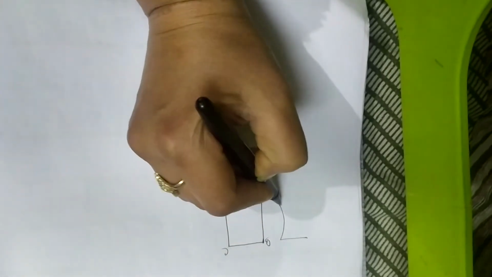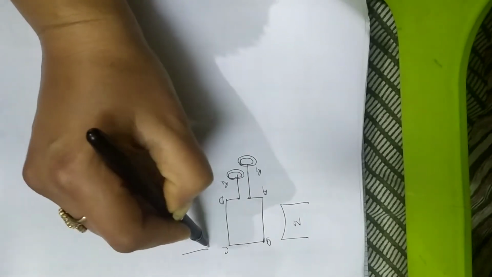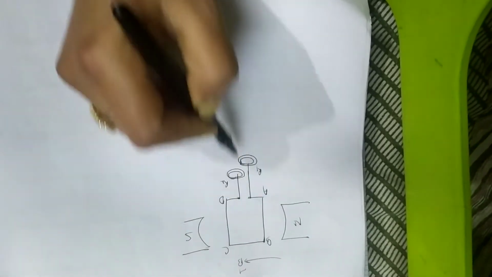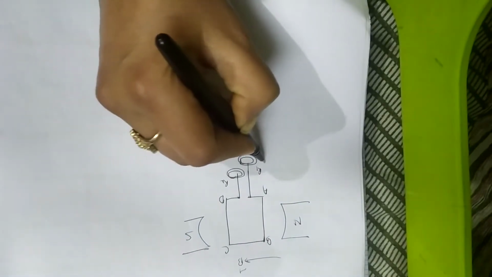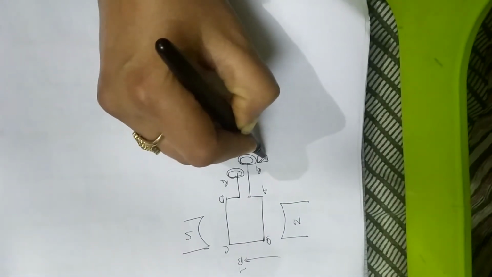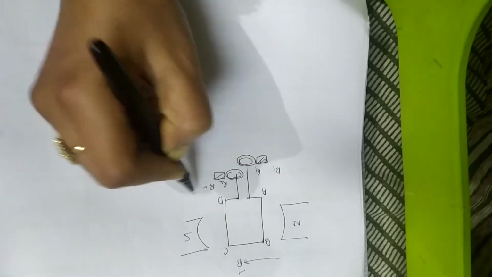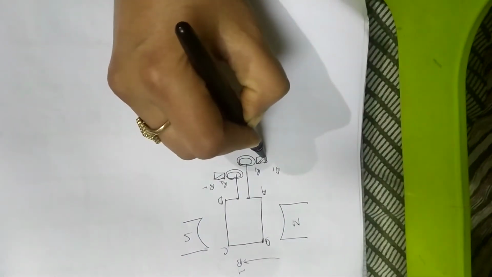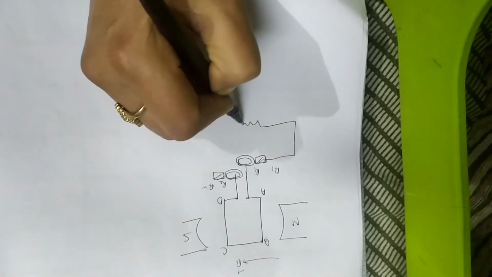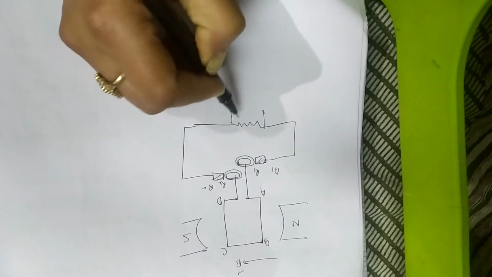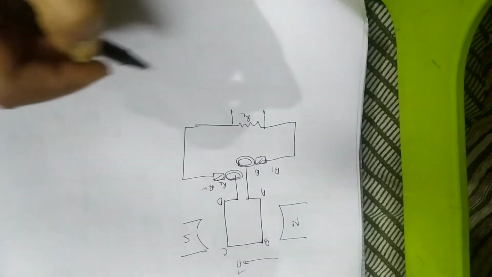This coil is placed between the poles of a magnet. The magnetic field is in this direction, say, and these rings are attached to the brushes. These are the carbon brushes, say B1 and B2, for passing of current, and the whole system is connected to the load resistance across which the output is to be taken. So this is your load resistance, say RL.